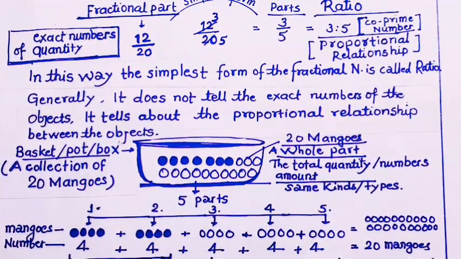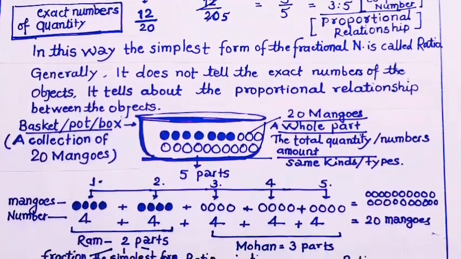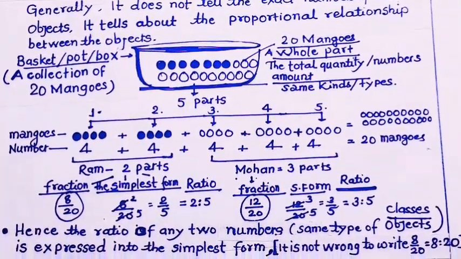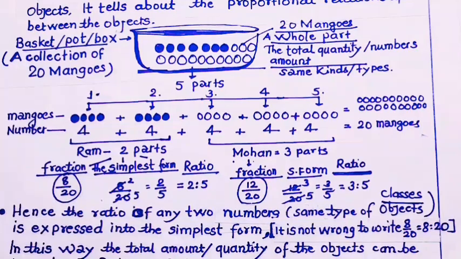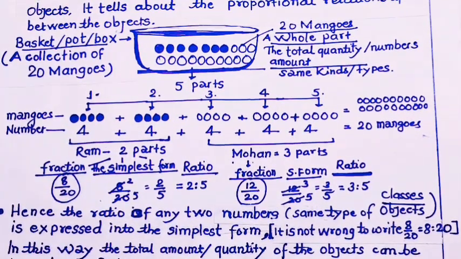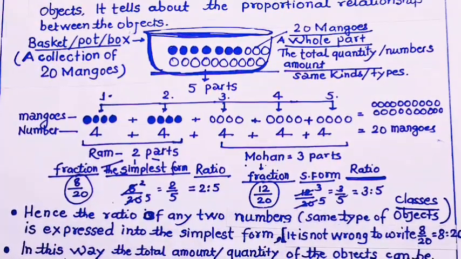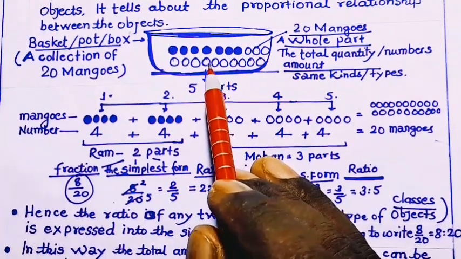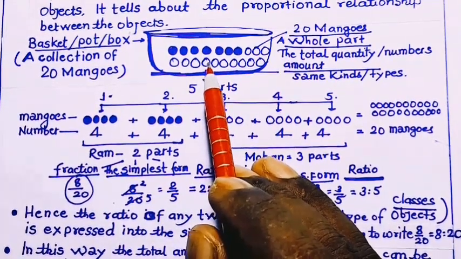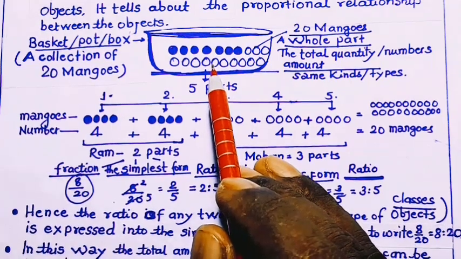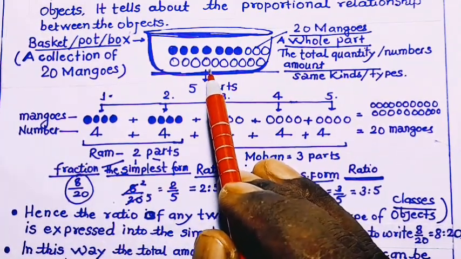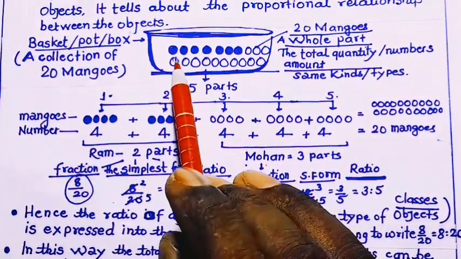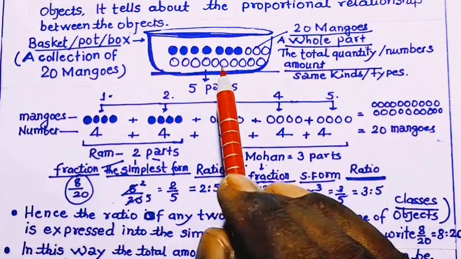Now the next example has been given here, and you can see it has been explained by a picture. You can see here is a basket. You can also call it a pot or a box. Here is a basket and there are 20 mangoes in this basket.